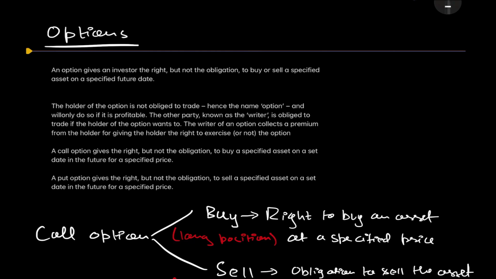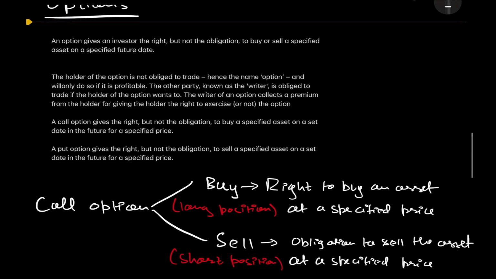And why would someone write an option then? Why would they subject themselves to an obligation and give the other party such an advantage? Well, the point is that the options writer, the person who writes an option, the one who has an obligation, always collects a premium from the holder for giving the holder the right to exercise or not to exercise the option. So this right comes at a cost, and that is the premium. That is the price of an option, right?